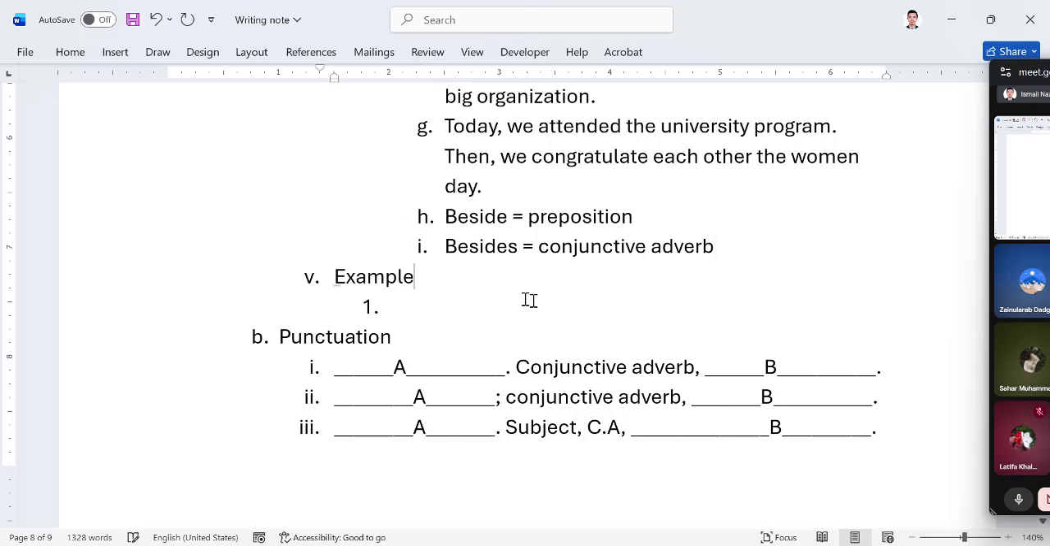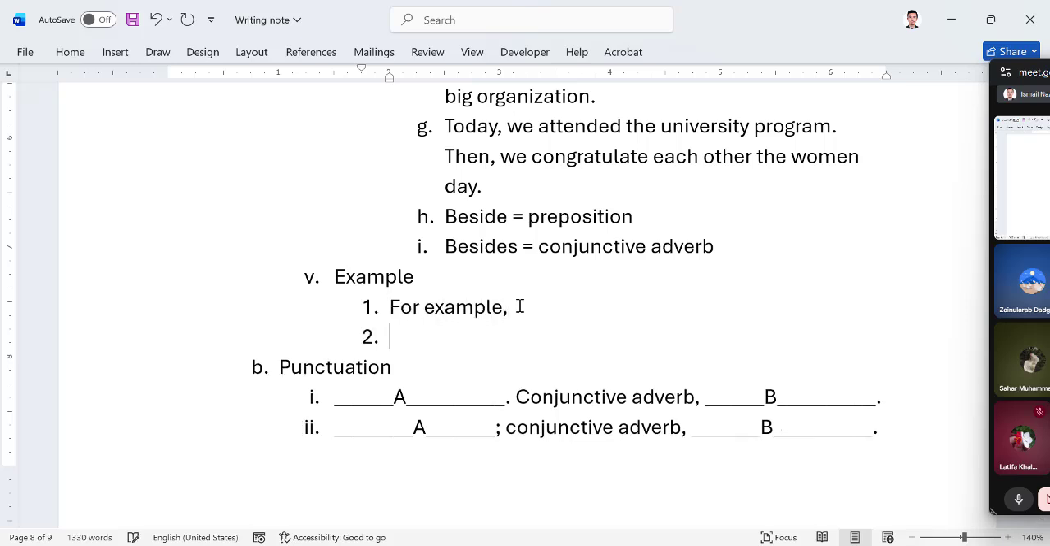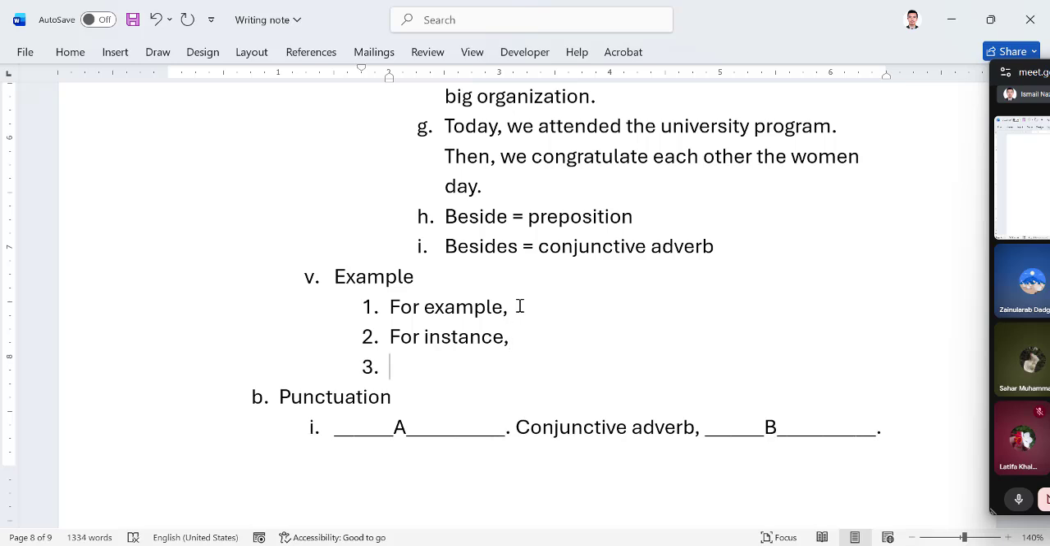Okay, teacher. So if you have examples, we have for example, we have for instance. These are conjunctive adverbs that connect two ideas. Who can give an example for this too? Miss Sahar?